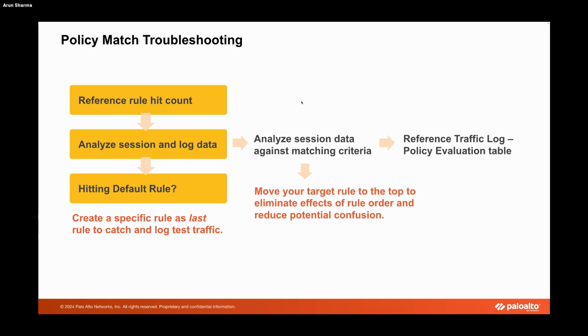Then we click on the magnifying glass to get more information about the session ID and other information: source zone, source user, destination port, things like that. And if for some reason we are not hitting any rule, we hit a default rule, which is there at the bottom of all the security policies. By default, intrazone is configured with the allow action, and then we have an interzone, which is a default deny.